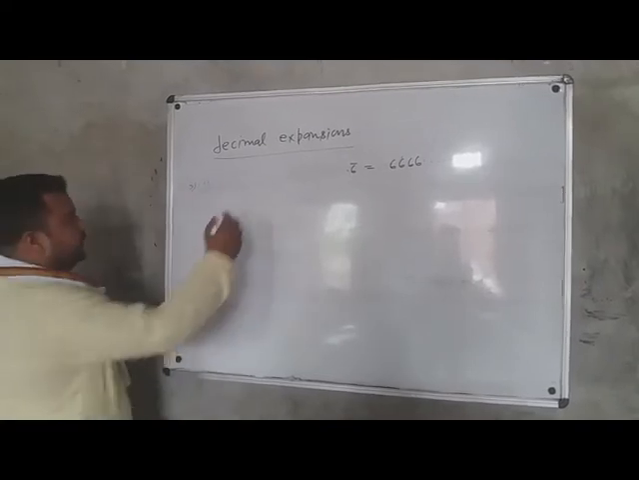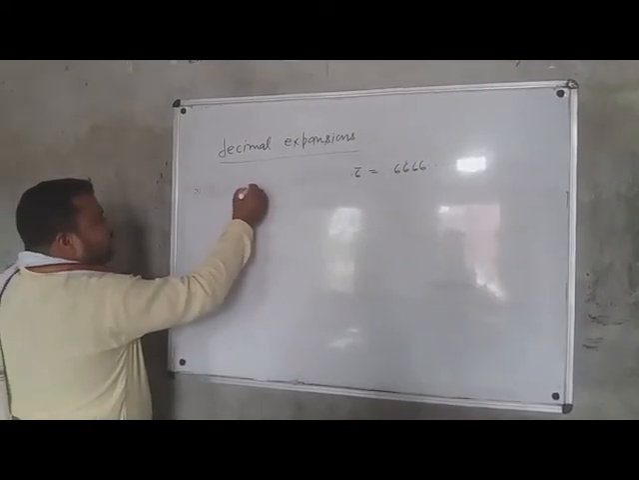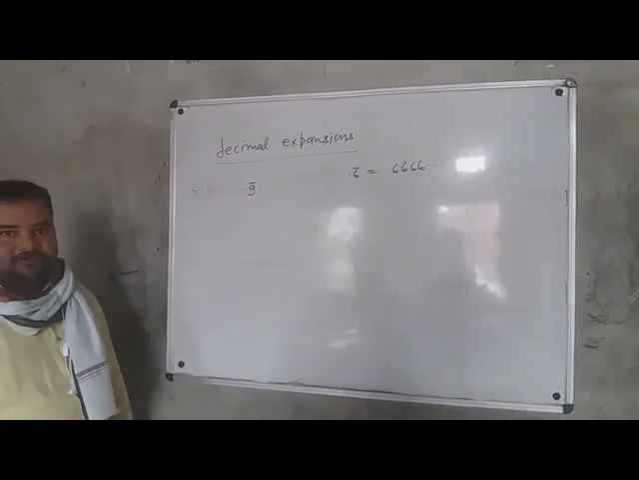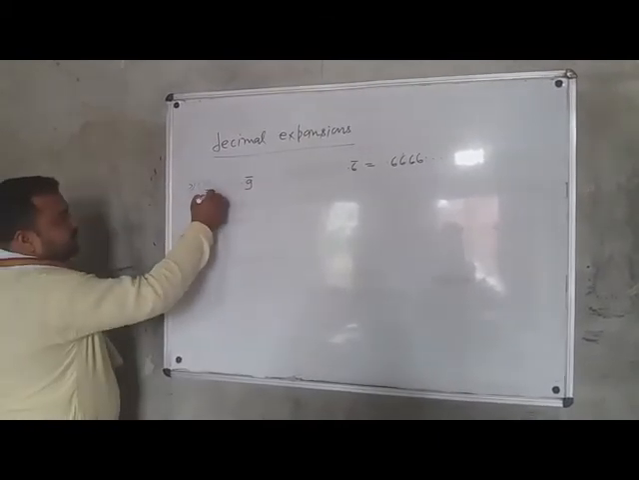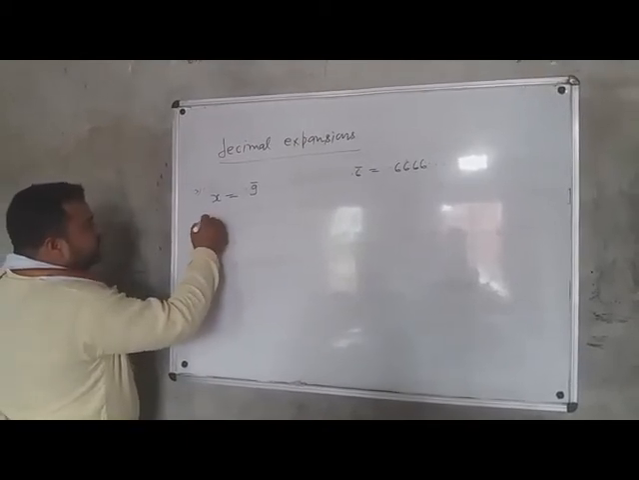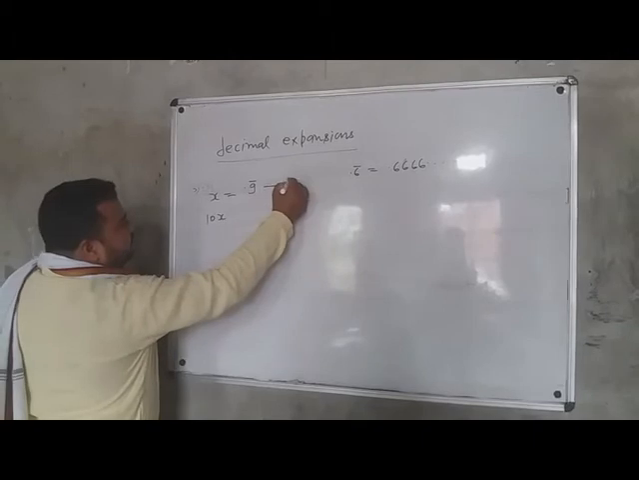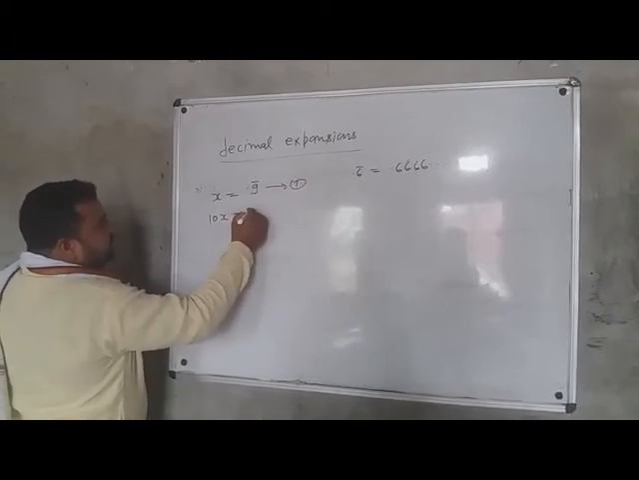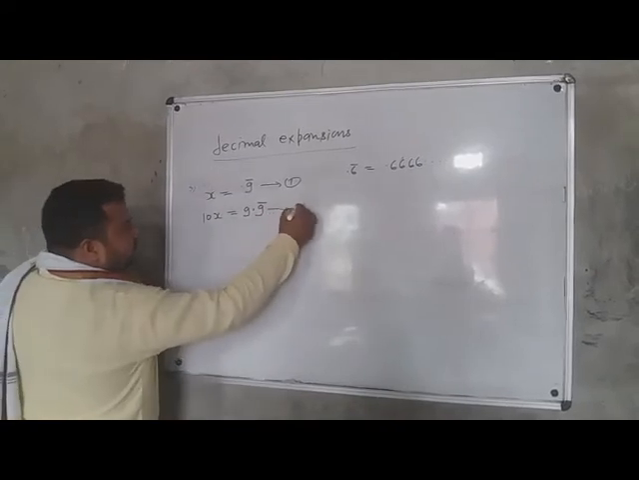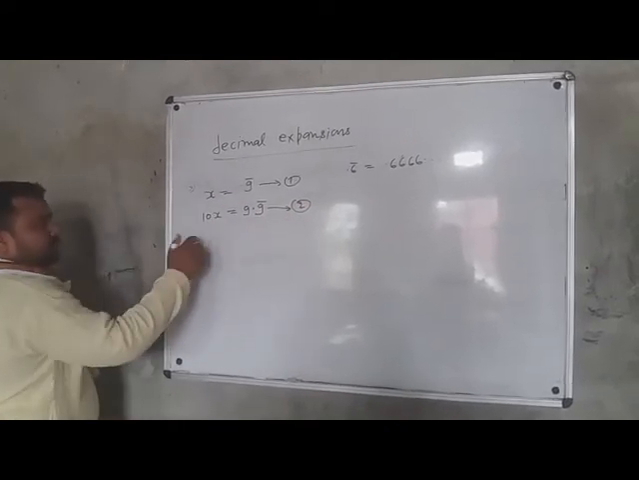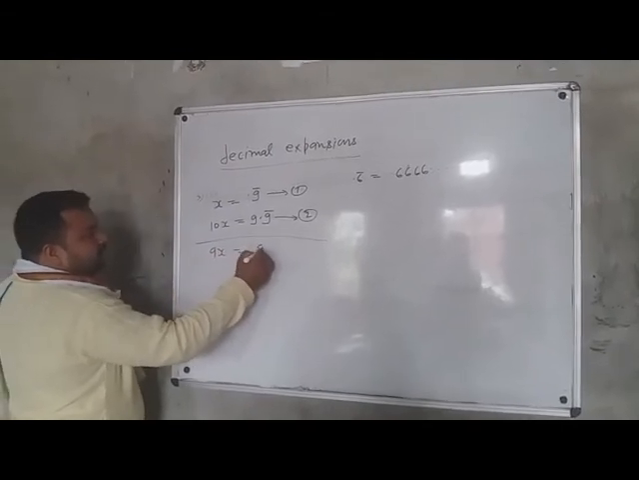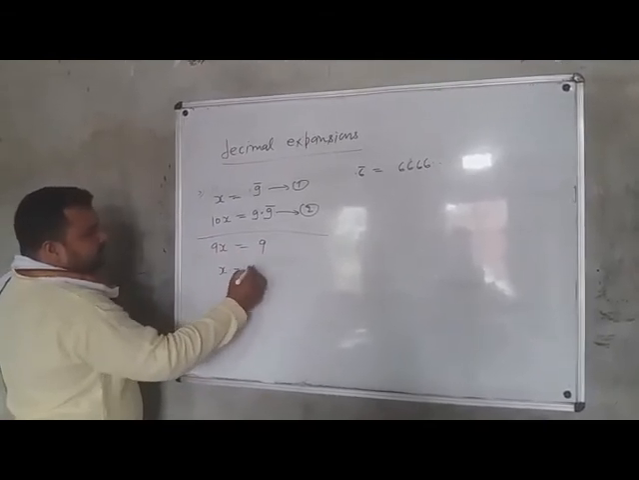Question number 4. As we solved question number 3, similarly this question goes. Understand? Here we let x equal to 0.9 repeating, multiply with 10, so it will become 10x. Equation number 1, 10x equal to 9.9 repeating. Equation number 2, x equal to 0.9 repeating. On subtracting 1 from 2, you will get what? 10x minus x, 9x equal to 9, x equal to 1.